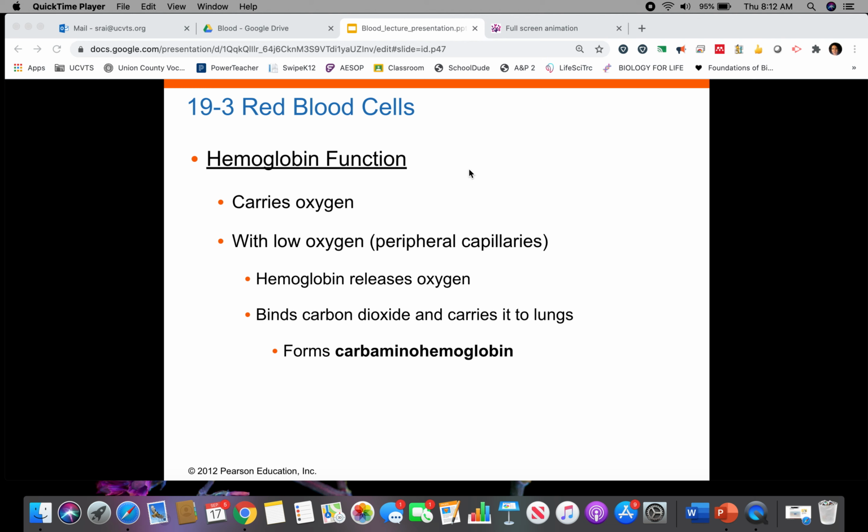Alrighty, so for this section, I'm going to talk about hemoglobin function as such. It's within the RBCs, its role is to transfer oxygen, and with low oxygen peripheral in the capillaries, when the oxygen level goes down, in those cases, hemoglobin releases oxygen. And in return, it absorbs carbon dioxide, it binds to it and forms carboaminohemoglobin.